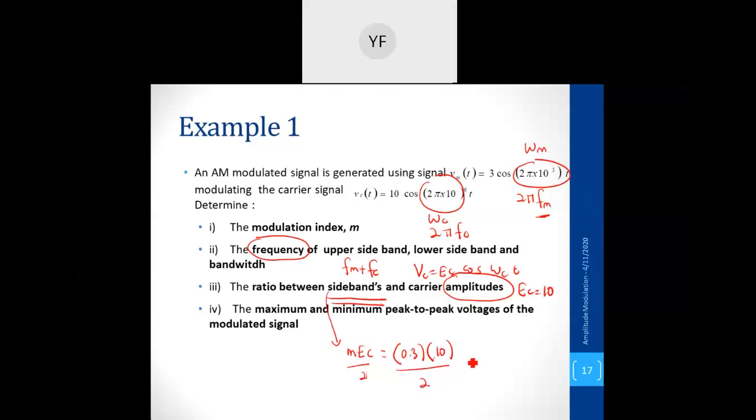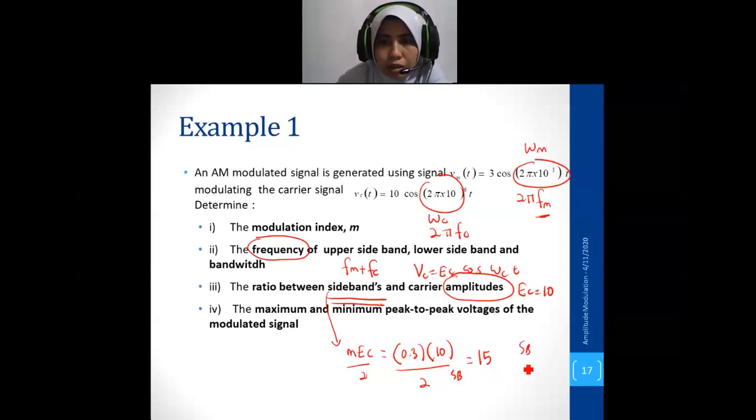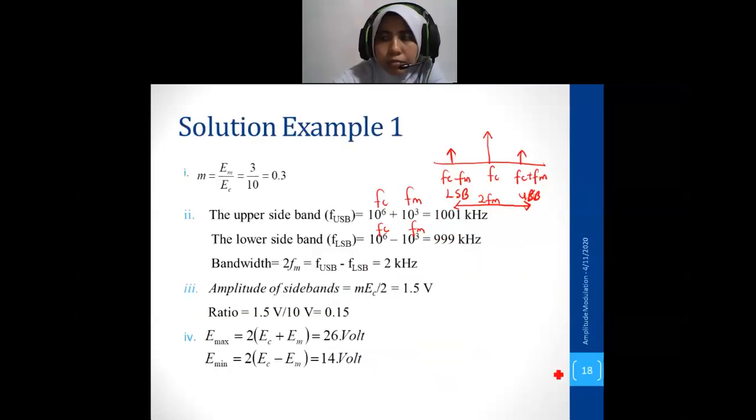And then over 2, so you will have 15. So the sideband amplitude is 15. Ratio between sideband and carrier, so sideband over the carrier. So we will have 15 over 10, 1.5.